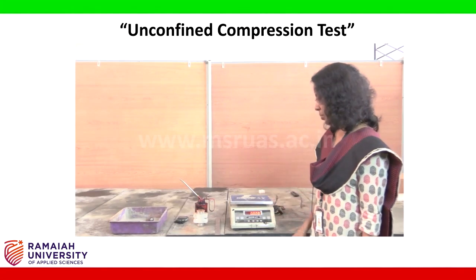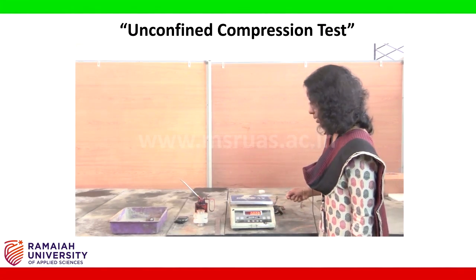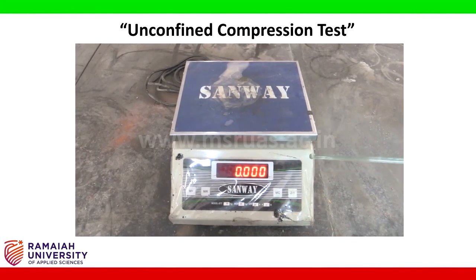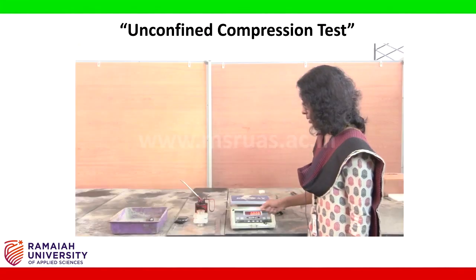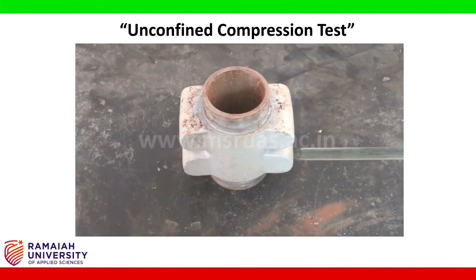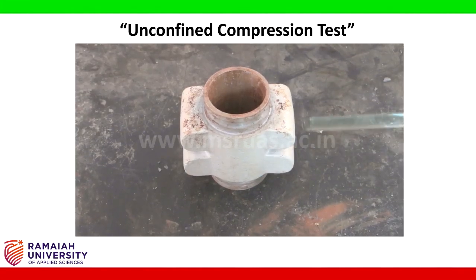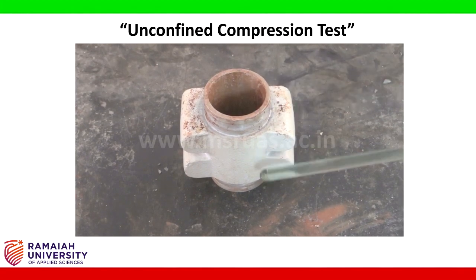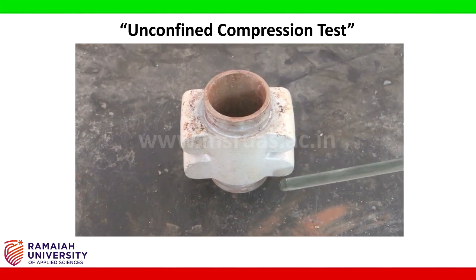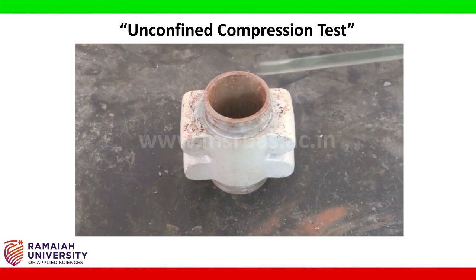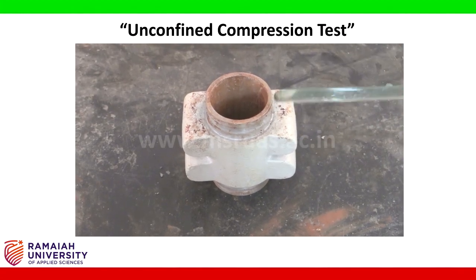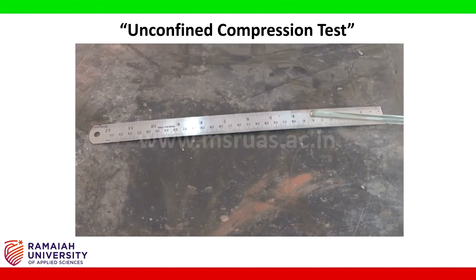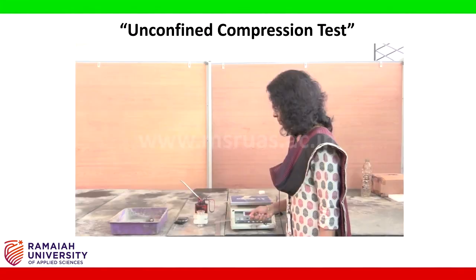Now for sample preparation, we require a weighing balance. The weighing balance is used to accurately measure the soil sample. A mold is used to prepare the soil sample. The size of the mold is 38 mm diameter and 76 mm height. A measuring scale is used to measure the dimensions of this mold.